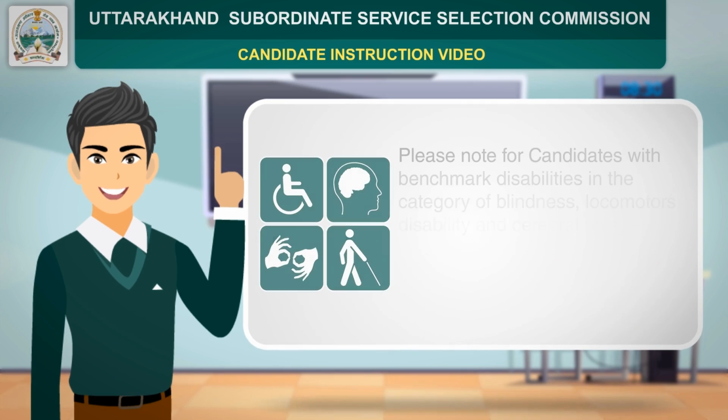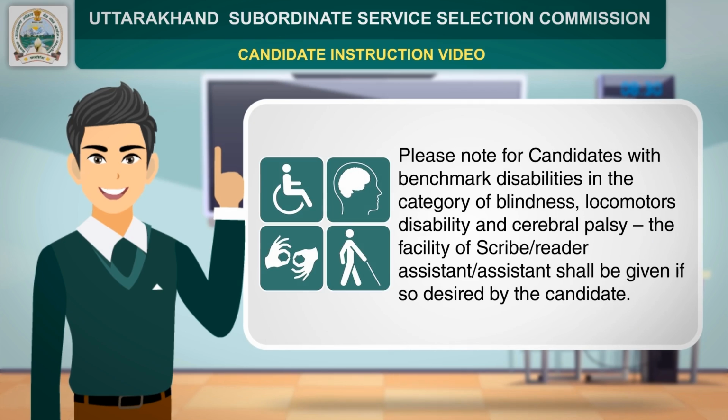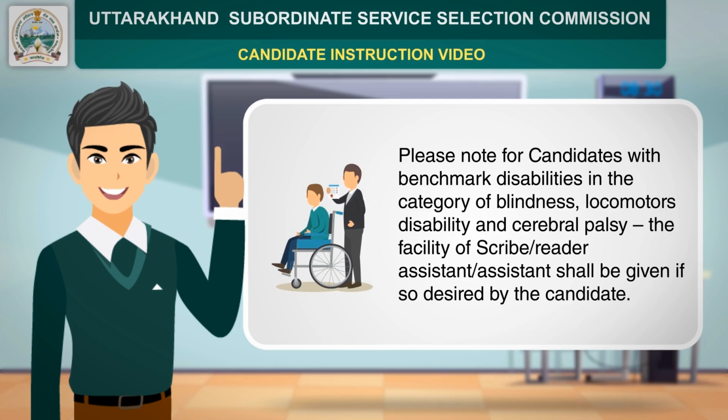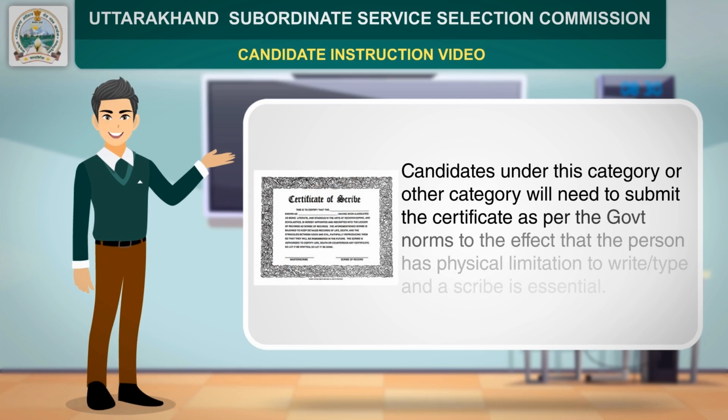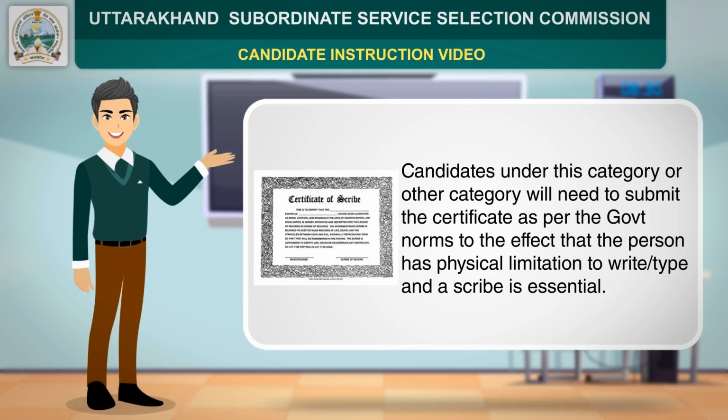Please note, for candidates with benchmark disabilities in the category of blindness, locomotor disability and cerebral palsy, the facility of scribe shall be given if so desired by the candidates. Candidates under this category or other category will need to submit the certificate as per the government norms to the effect that the person has physical limitation to write or type and a scribe is essential.